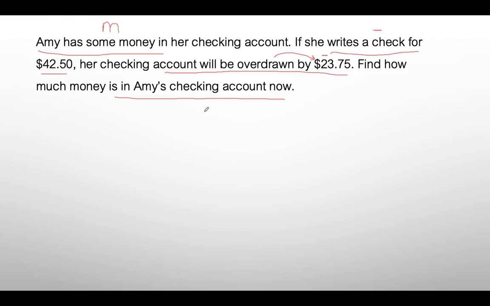So now I can kind of put this together. Amy has some money, m, in her account. She writes a check, which means I'm going to subtract, for $42.50. And if she does this, her bank account will equal a negative $23.75 because her account will be overdrawn. Now, unfortunately, I am not able to highlight the corresponding parts, but you should see that I can match each part of my equation to part of the word problem.